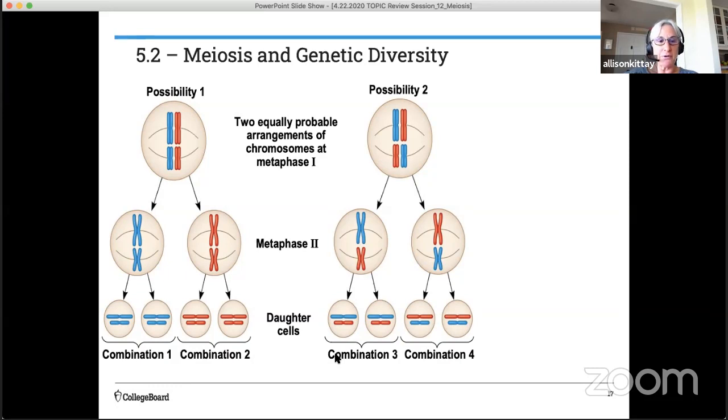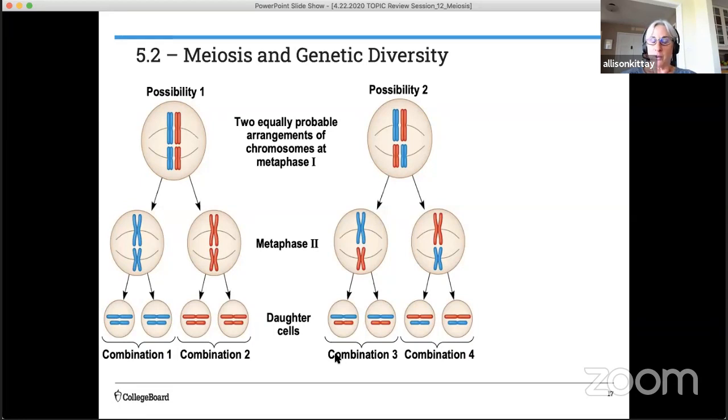You can see in the first possibility, we have both of the blue ending up in one of the cells at the end of meiosis 1, and both of the red in the other. So that means that our daughter cells are going to have either all blue or all red. If you look at possibility 2, those cells line up.